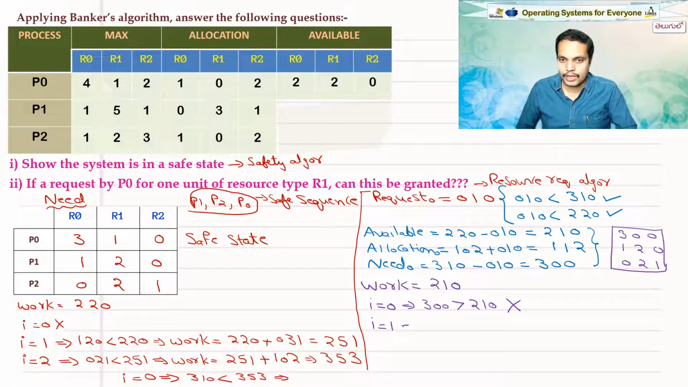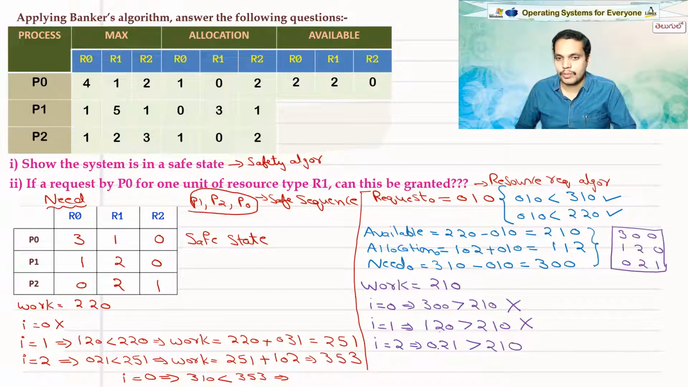Next, I is equal to 1. The need is 120. Once again, this is greater than 210, simply because I don't have enough resources for B category. So I is equal to 1 cannot be added. Next comes I is equal to 2. The need for I is equal to 2 is 0, 2, 1, which is once again greater than 210, simply because I don't have the category C resource. So with this work of 210, I cannot satisfy any of the requests. So simply put, this request cannot be granted.